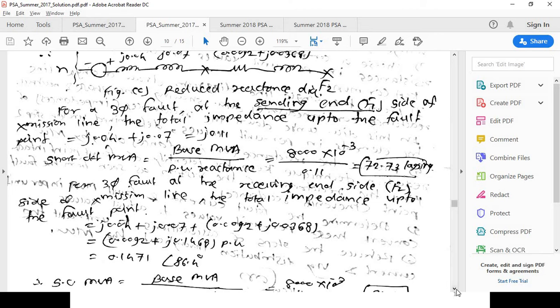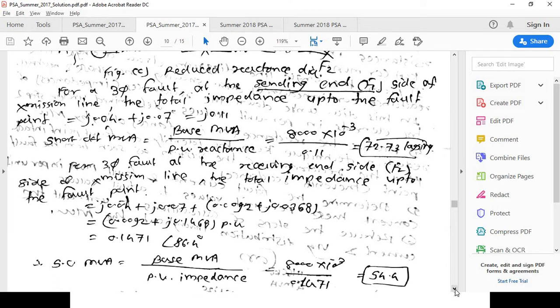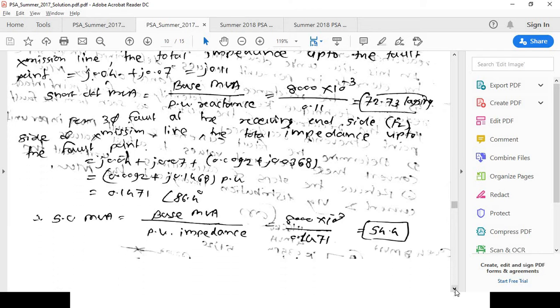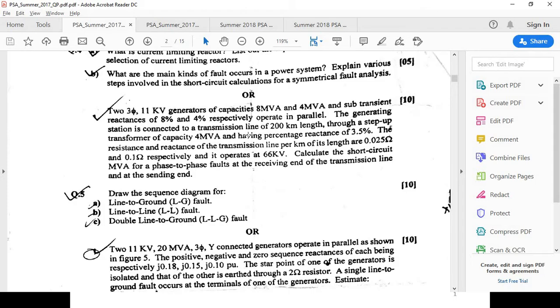So in the second case we have to consider the fault impedance up to the fault point F2, and short circuit MVA is equal to base MVA upon per unit impedance, that is 8000 into 10 raised to minus 3 upon 0.1471, it is 54.4, that is short circuit MVA is 54.4. Thus we had solved this numerical.